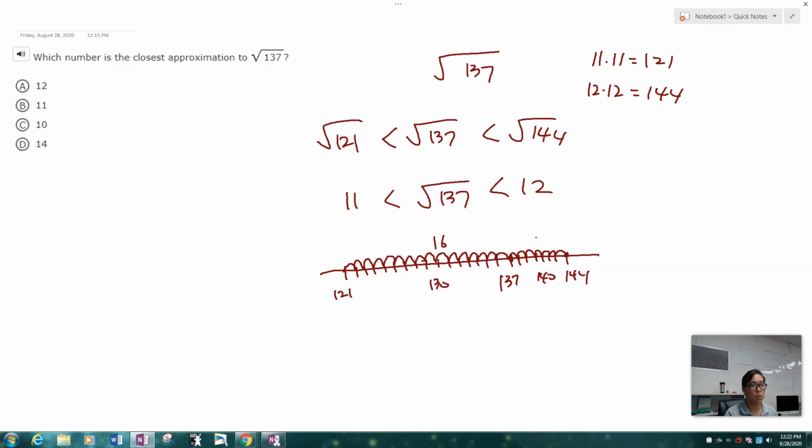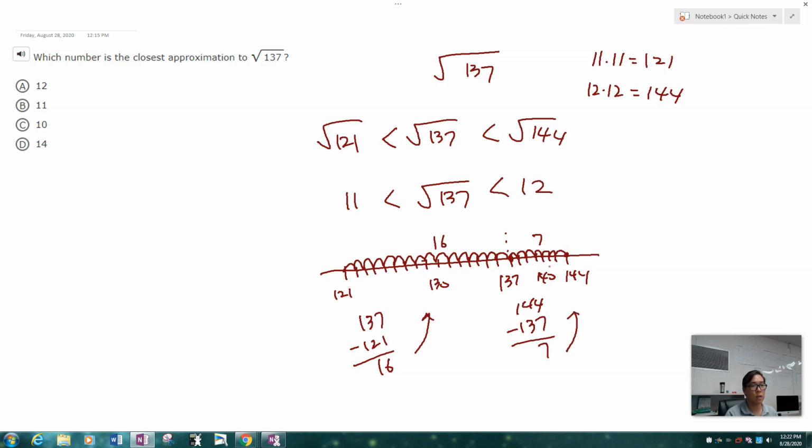And this one was 7 units apart. So if you do not want to count, we could do this. What is 144 minus 137? 7. And what about here? 137 minus 121 is 16. Do you see where the 16 and 7 are coming from?